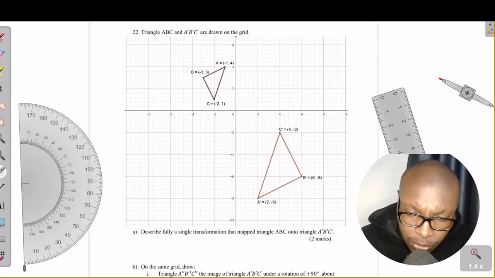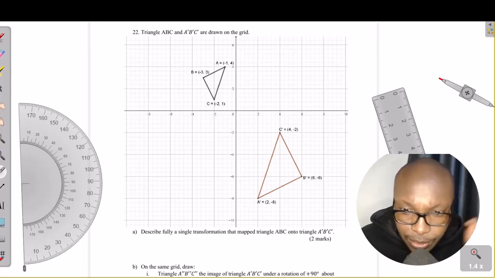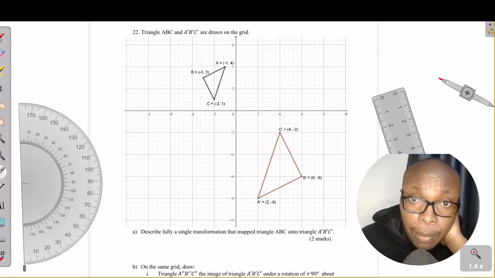So think of all the transformations, but the one that is evident in this question, because you can see the change in size, is actually enlargement. Triangle ABC is small, and triangle A prime, B prime, C prime is a larger one. So it has been enlarged, and therefore the transformation is enlargement. Now, how do you describe an enlargement? You describe an enlargement fully by giving the center of enlargement and the scale factor of the enlargement.